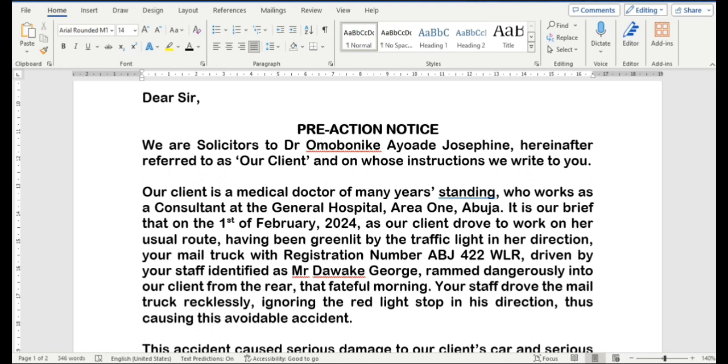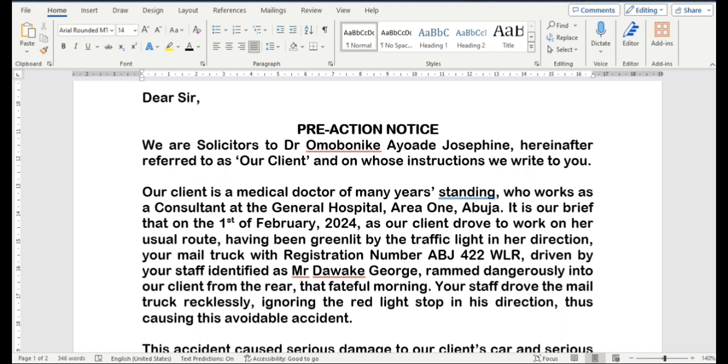So you can see you have to be particular about the details. It is like a mini statement of claim, except you're not addressing it to the court, you're addressing it to the prospective defendant. So it could even be more detailed than this. This is just a sample.